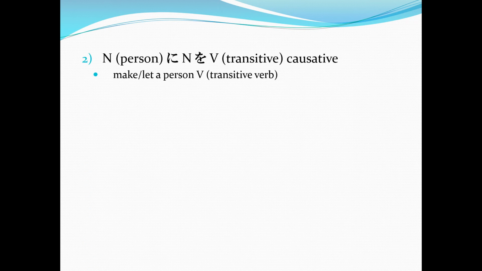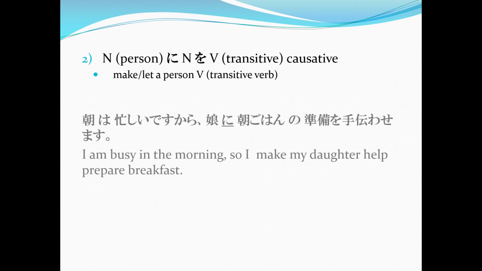Now, another form of a causative verb sentence is noun, person ni, noun o, verb in a transitive causative form. Again, the first one is the intransitive verb, and in this one we are using transitive verbs in their causative forms. Again, this is making or letting a person do the verb which is a transitive verb. Example.